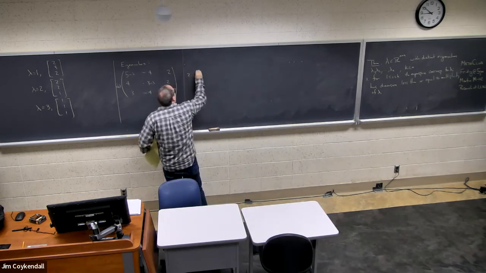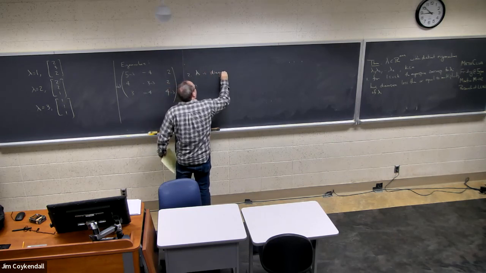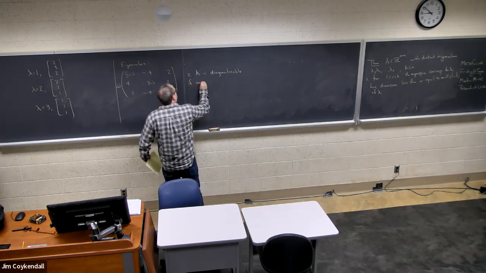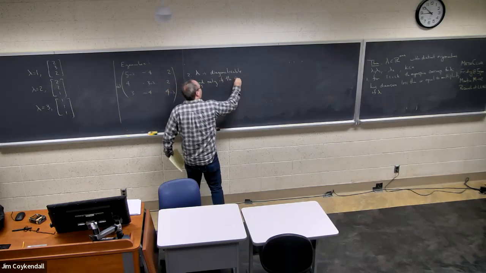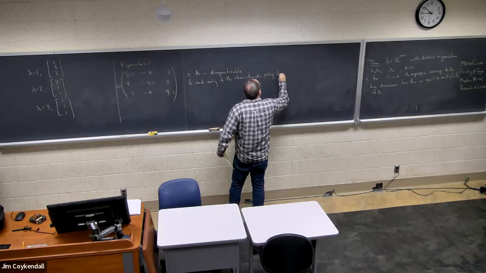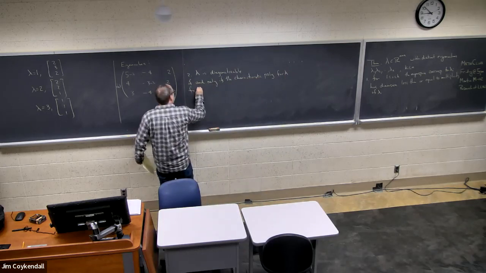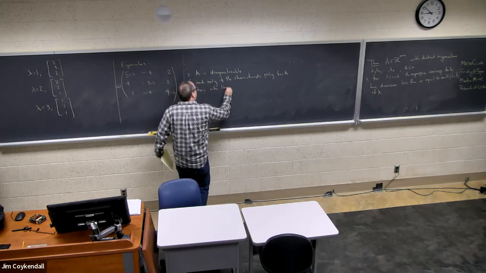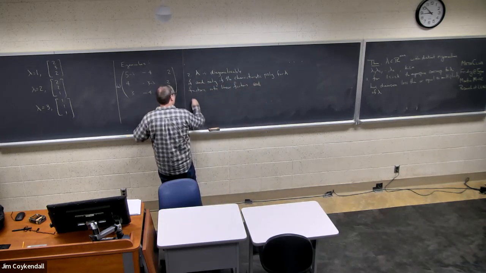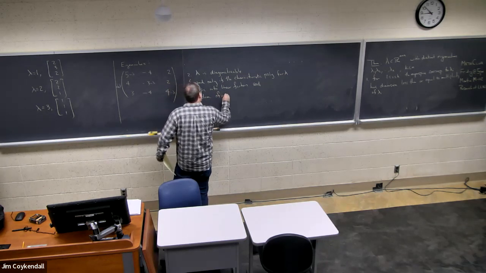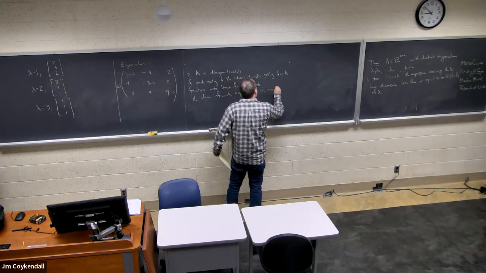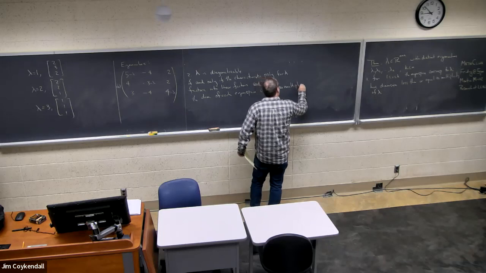And number 2, A is diagonalizable if and only if the characteristic polynomial for A factors into linear factors, and the dimension of each eigenspace is equal to the multiplicity of its eigenvalue.